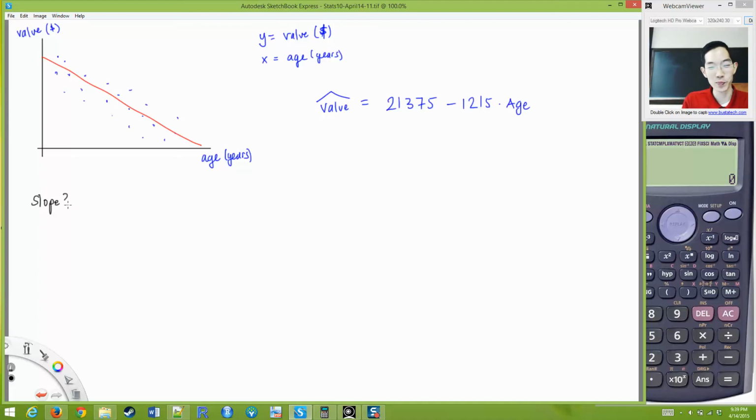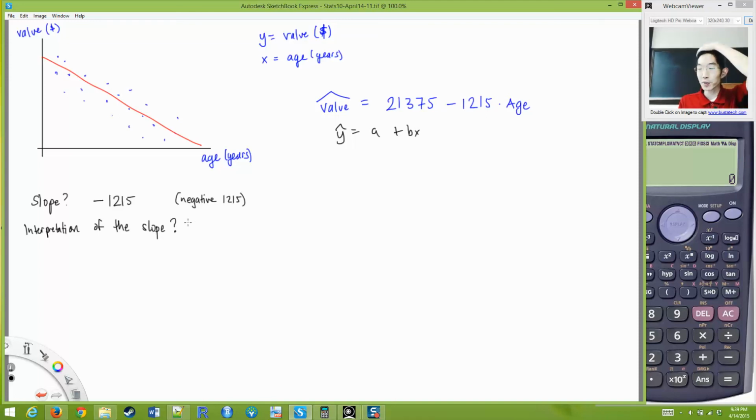All right, what is the slope in our equation? The slope is negative 1215, okay? Negative 1215. Because we have to remember we're at y hat is equal to a plus bx. So we're expecting a positive. If we get a negative, then our slope is negative. What is the interpretation of our slope? Like a negative positive value? Yeah, so the interpretation of the slope is how much we predict y to change if x changes by 1. So what does that mean in the context of our problem?